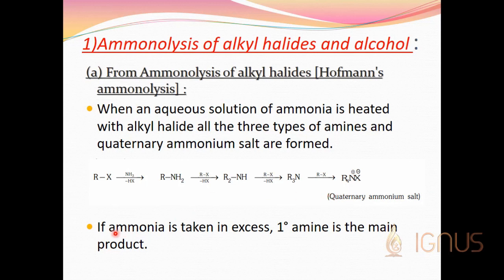If ammonia is taken in excess, then primary amine is the main product. Just note down this point. If you have taken ammonia in excess, then primary amine will be the major product.